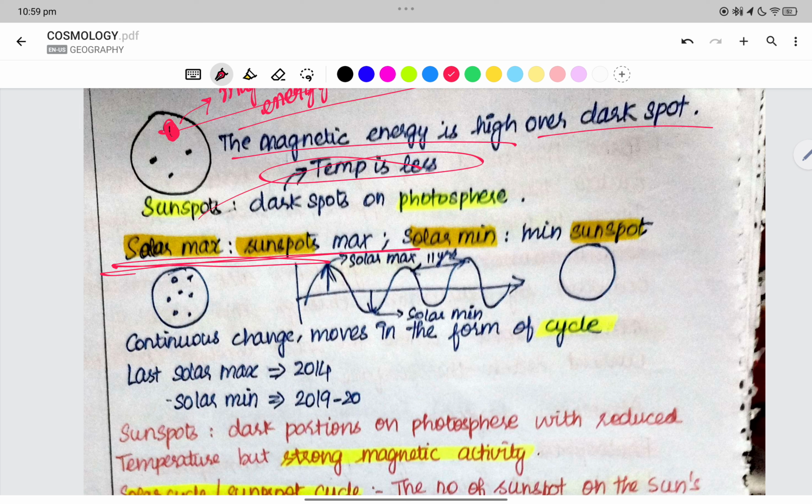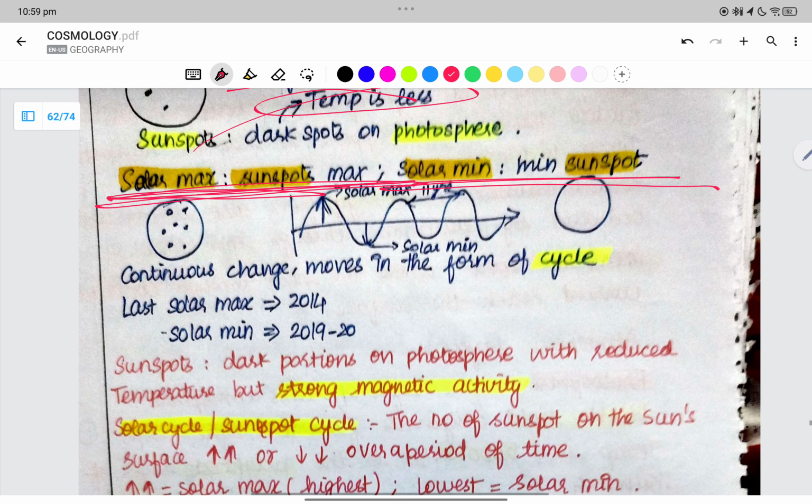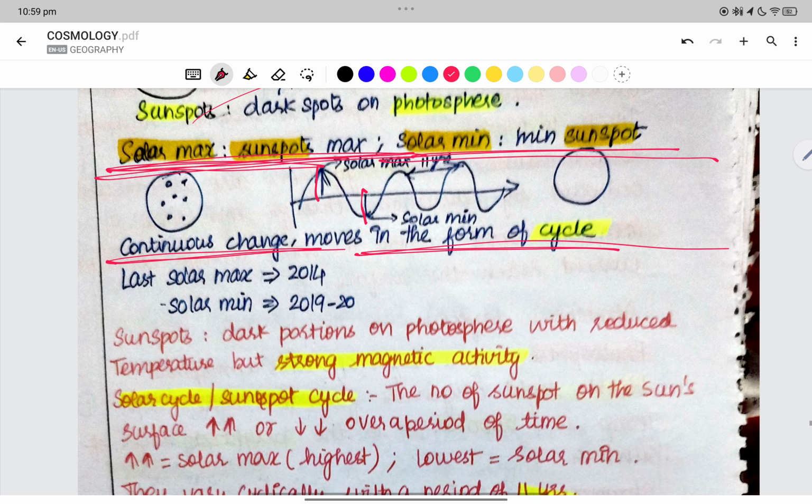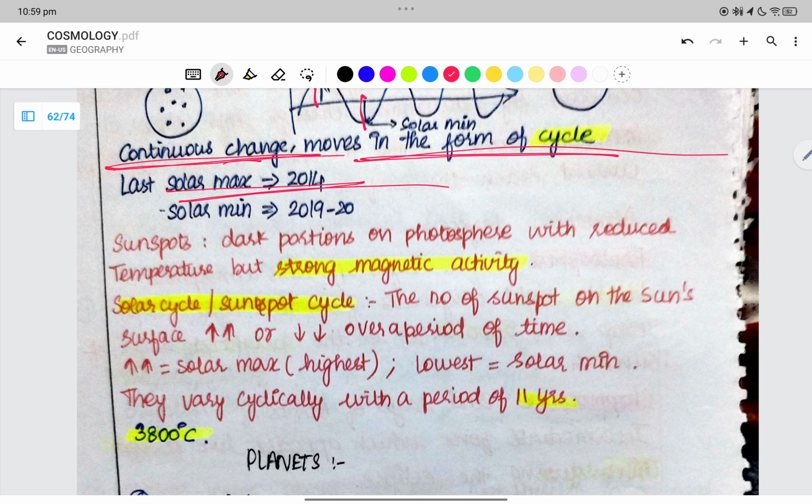Solar maximum is when the sunspots are at maximum, and solar minimum is when the sunspots are at minimum. It is having continuous changes, moving in the form of a cycle. The last solar maximum was in 2014 and the solar minimum was in 2019. At most, the period varies with a period of 11 years, right?